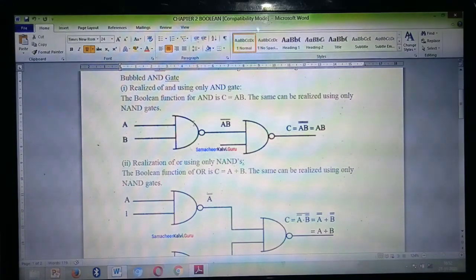Draw first. First thing, realization of AND using only AND gate. The Boolean function of AND gate is C equal to AB. The same can be realized using NAND gate.